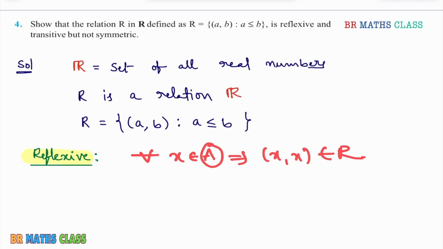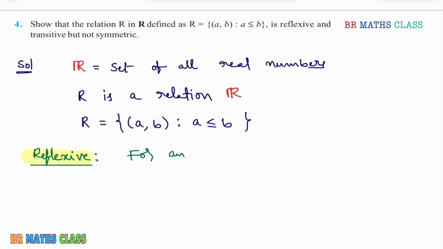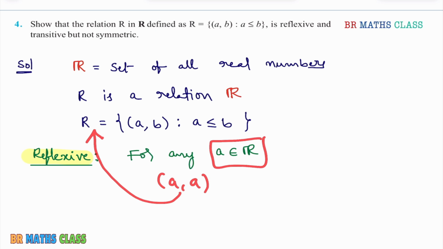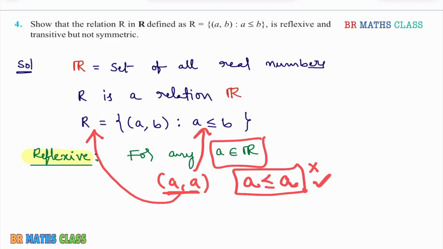Here, in place of A, they have given real numbers. So I'll take a real number a. Suppose a is a real number. Now, does the ordered pair a comma a belong to this relation or not? First point, a is a real number. The ordered pair a comma a belongs to this relation if it satisfies this condition, a is less than or equal to a. a cannot be less than a, so the first condition fails. Is a equal to a? Yes, the second condition is satisfied. a equals a, so I can say that this inequality is true. As this inequality is true, the ordered pair a comma a belongs to the relation.